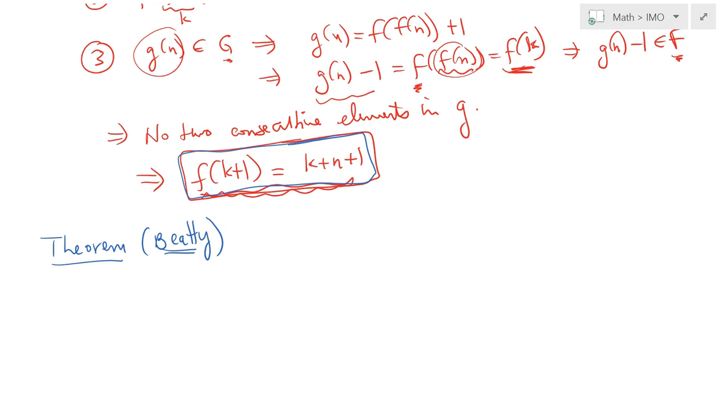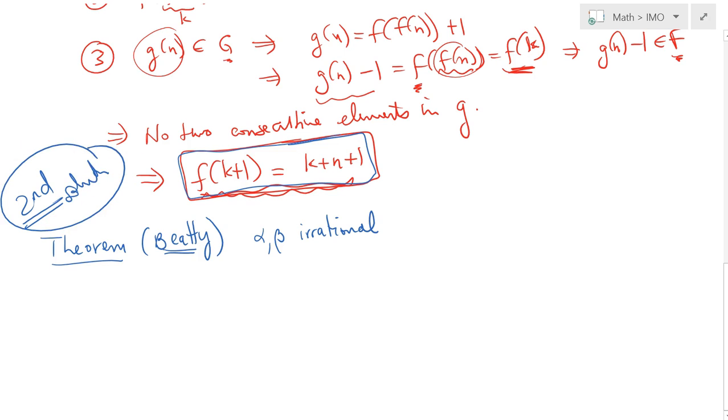But the theorem basically tells us that if you have two irrational numbers, alpha and beta, irrational. So this is a second solution I'm proposing now. Second solution. Okay, so if alpha and beta are irrational, such that 1 over alpha plus 1 over beta is equal to 1, then the striking result is that it is possible to come up with two disjoint sets that would span across all positive integers, right?